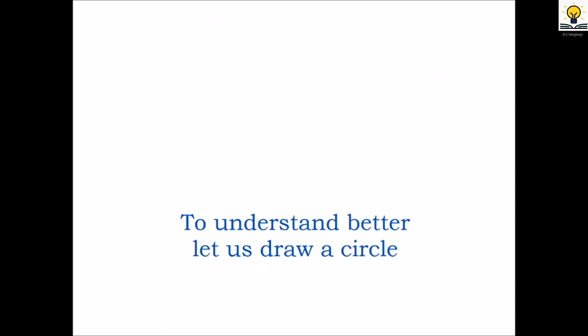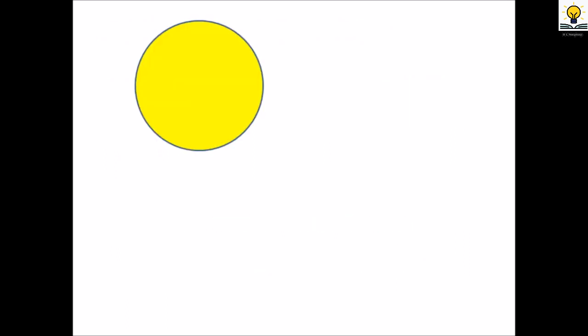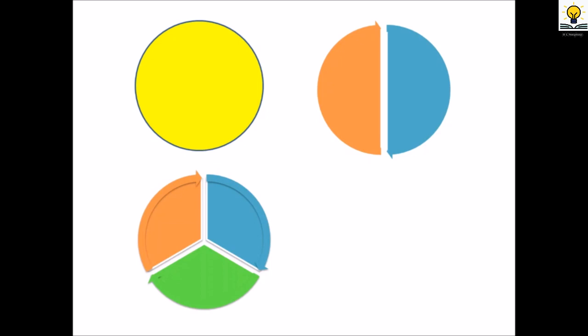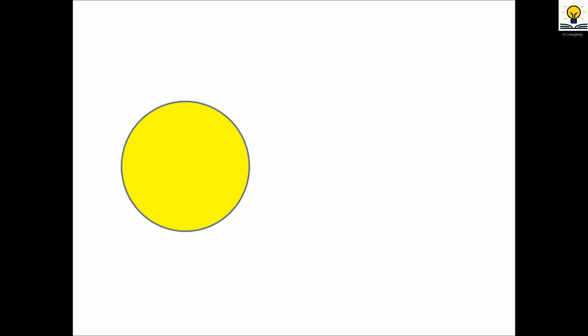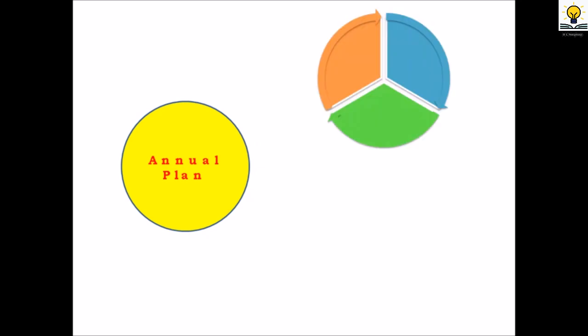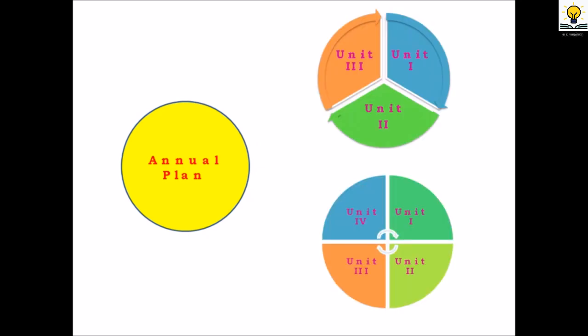To understand better, let us draw a circle. This circle can be divided into two parts, or three parts, or four parts, and so on. We can imagine that this circle represents an annual plan for a particular class and a particular subject. If we divide this circle into three or four parts, then each part of the divided circle becomes a unit for that particular class and for a specific subject.